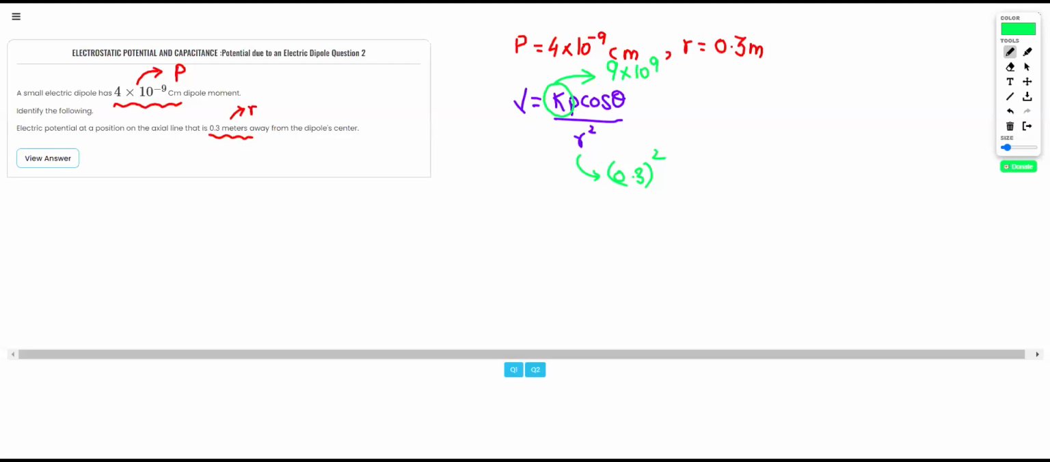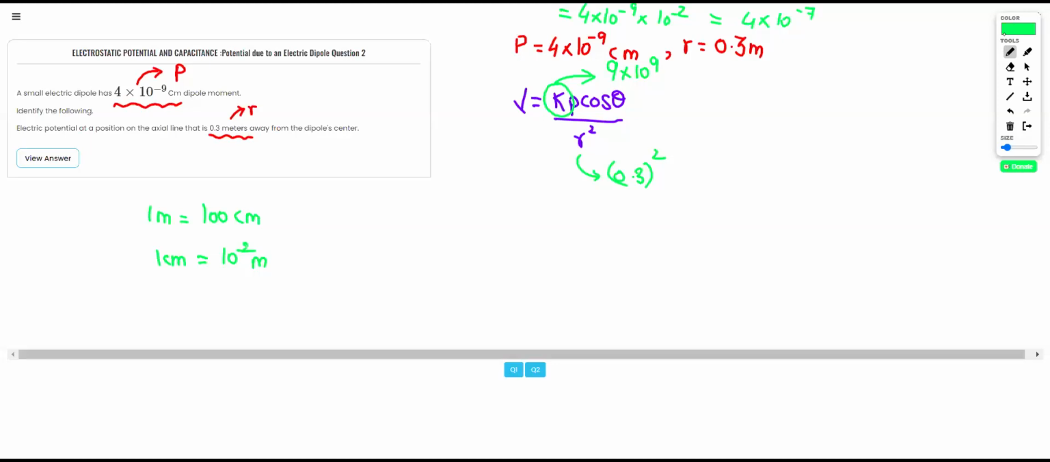We have to convert centimeter into meter because it should be in SI unit. In 1 meter, there are 100 centimeters. That means 1 centimeter is 10 raised to minus 2 meter. So P will be equal to 4 into 10 raised to minus 9 into 10 raised to minus 2, which equals 4 into 10 raised to minus 7.